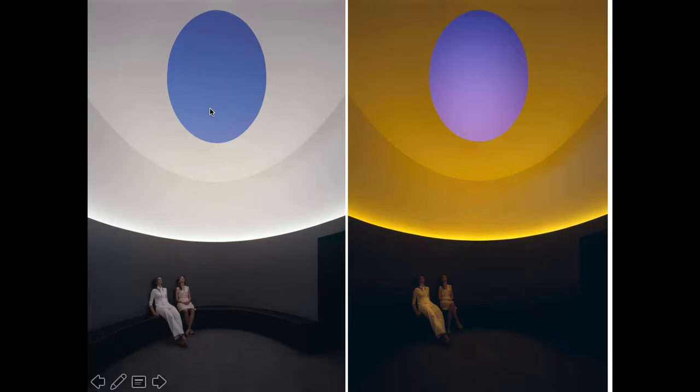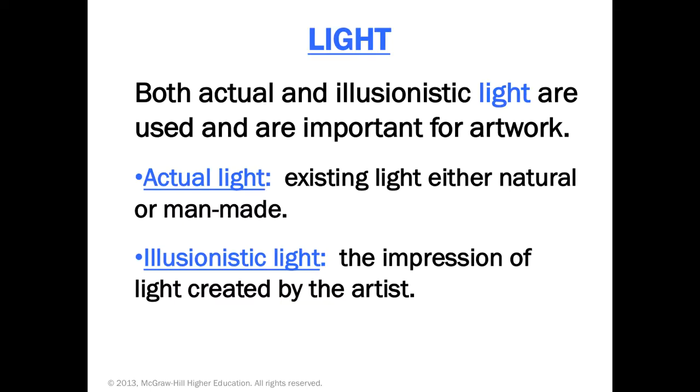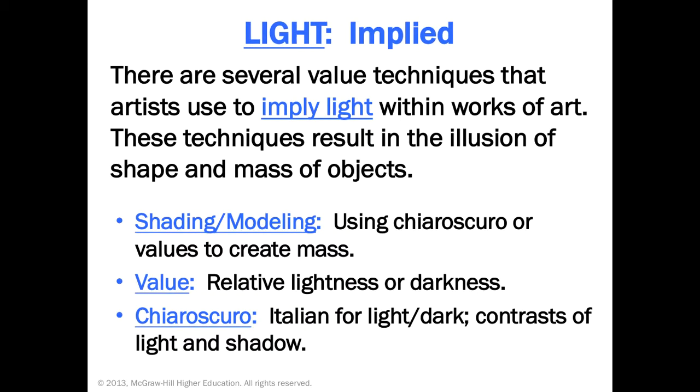He sometimes just uses daylight in some of these. Some of them are controlled lighting, but he's using light, and James Turrell is the primary light and space artist. There are others. Doug Wheeler's one. Okay, so actual light, that's what we just talked about with James Turrell. And illusionistic light is created by the artist, usually to show values, which we're going to get into, relative light and darkness. It's also shading and modeling. Chiaroscuro is a word you're really going to need to know. Value is a word you're going to really need to know.